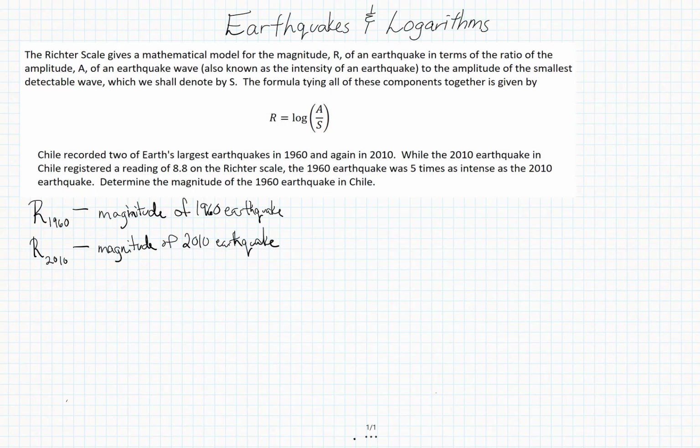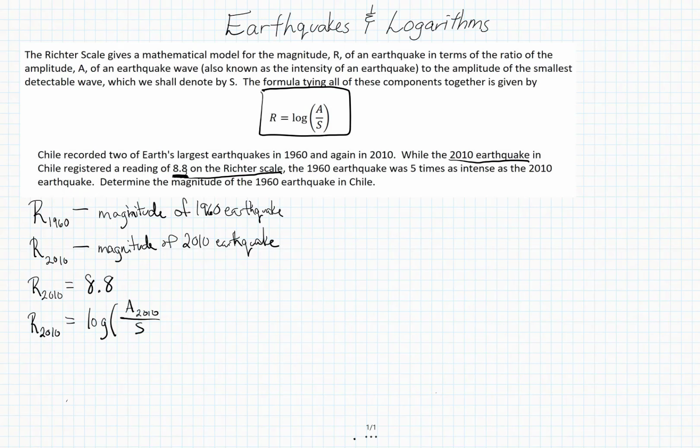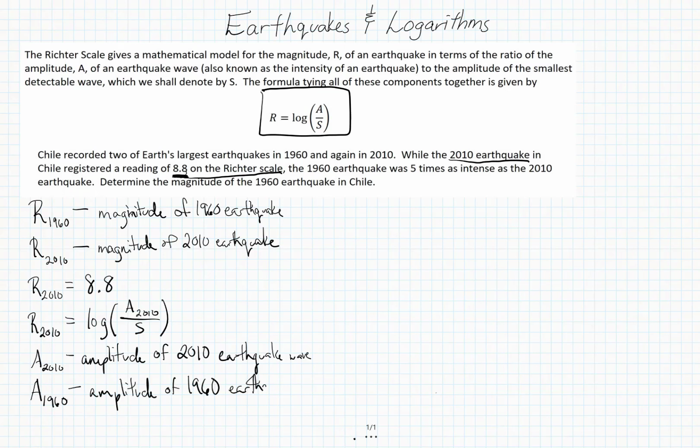Now, with that in mind, we do have some relationships. First off, R of 2010 is simply 8.8, because the reading was 8.8 on the Richter scale. Then from our formula, R equals log of A over S, we can write R of 2010 as log of A of 2010 over S, where A of 2010 is the amplitude of the 2010 earthquake. We can also write the amplitude of the 1960 earthquake, which is just A of 1960. So the amplitudes of those waves are labeled.